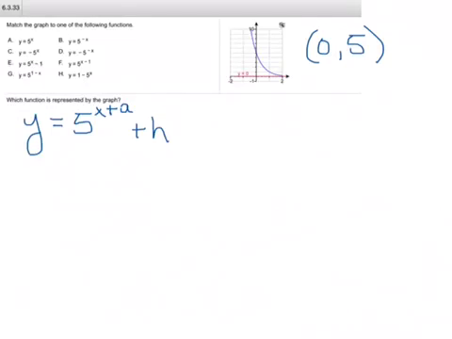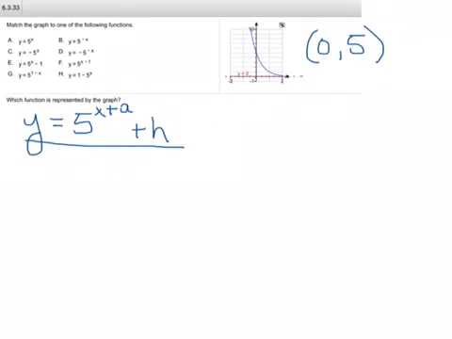So we're going to use the basic function y equals 5 to the x plus a plus h, where a and h are our horizontal shift and our vertical shift respectively. So to get started, also pay attention to the fact that our horizontal asymptote here is along y equals 0.